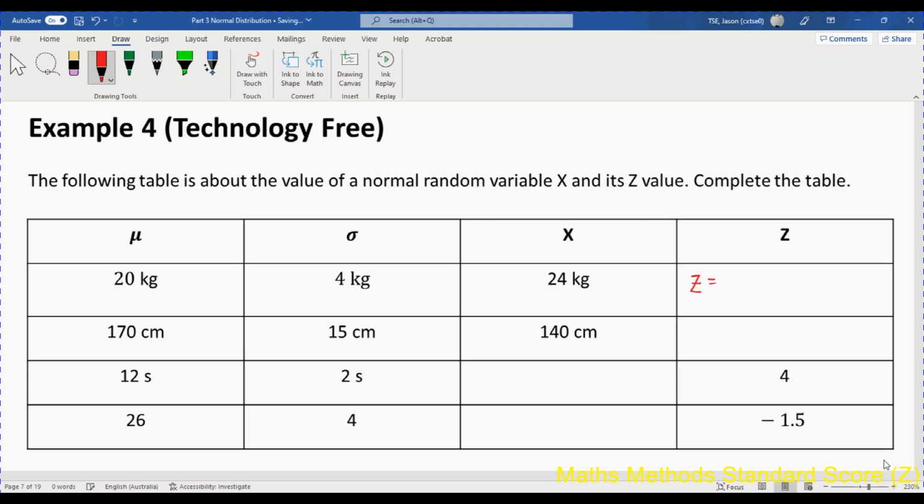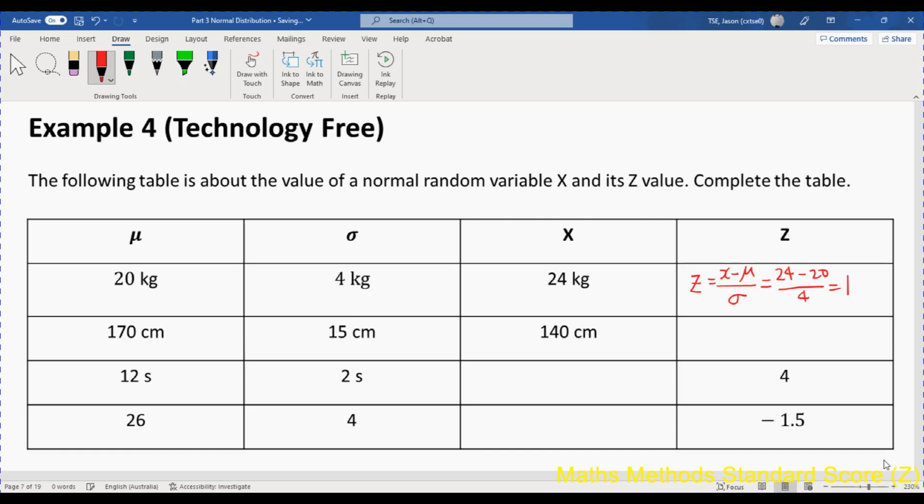You just use your x value minus the mean, divided by the standard deviation. So 24 minus 20, divided by 4, that would be just 1. So the standard score is 1.